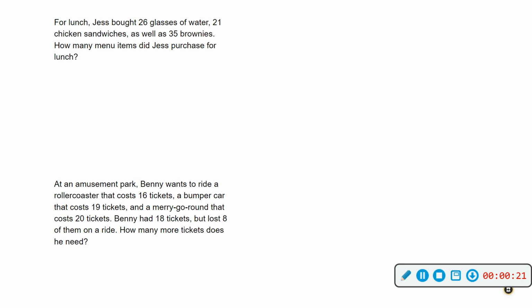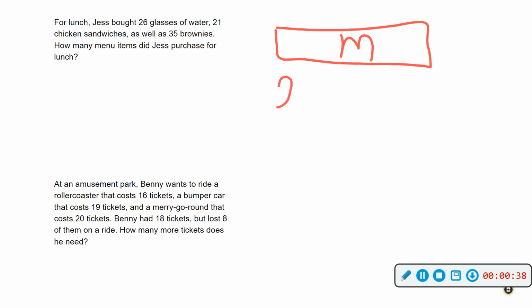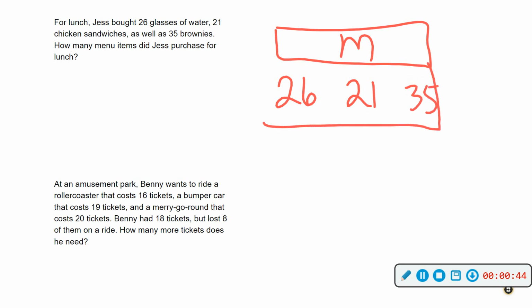Since we are not told the total that she already has, or the total that she wants, or what she's paying with, we don't have a total, therefore we are just going to add up what she's buying. So the strip diagram is going to miss the total of menu items, as that's the amount we're trying to find. We know she has 26 waters, 21 chicken sandwiches, and 35 brownies. So our strip diagram would look like this.